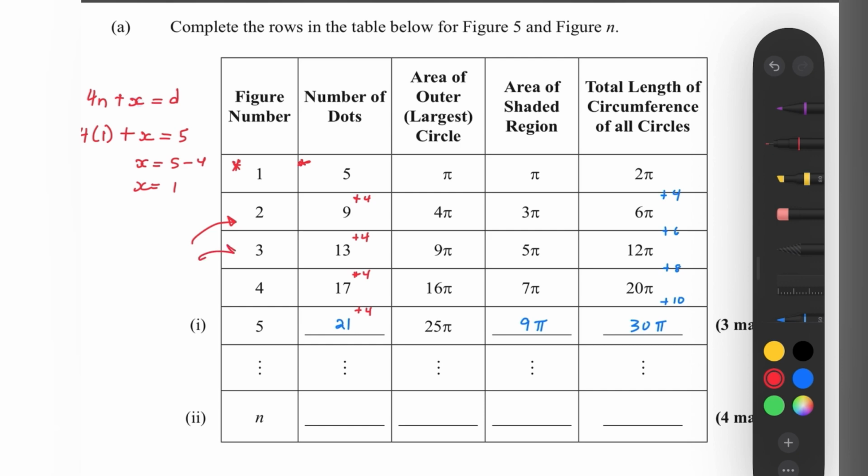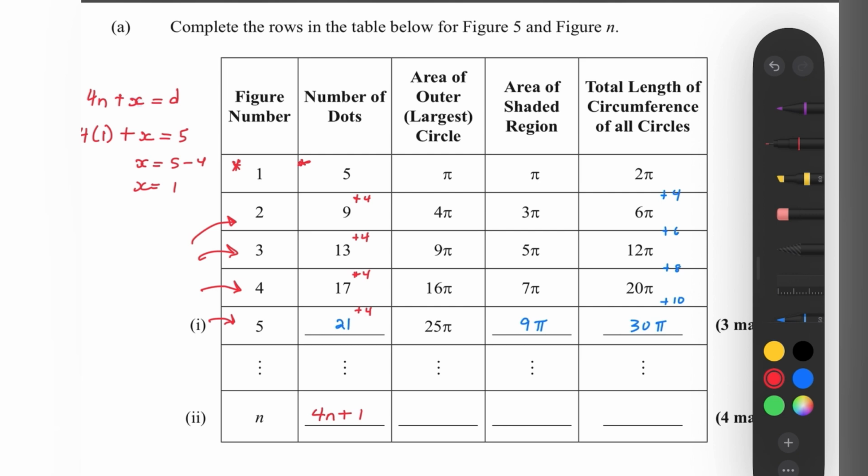When it's 3, 4 times 3 is 12, and 12 plus 1 is 13. When it's 4, 4 times 4 is 16, plus 1 is 17. And when it's 5, 4 times 5 is 20, and 20 plus 1 is 21. So it seems as though this really is the rule. So I can generalize that rule as 4n plus 1, and that gives me the number of dots.